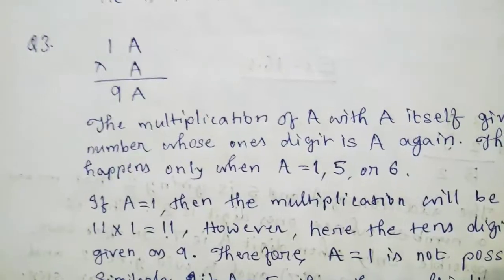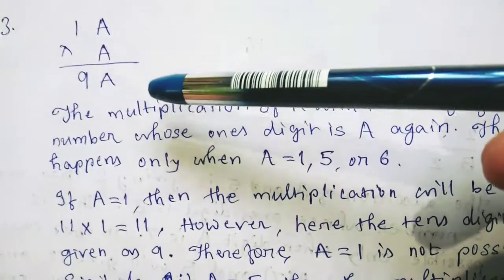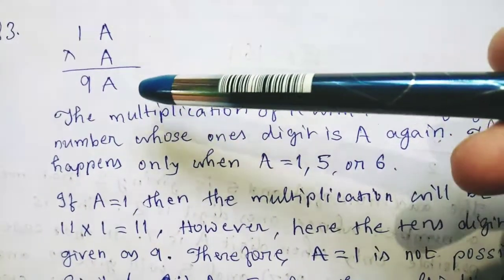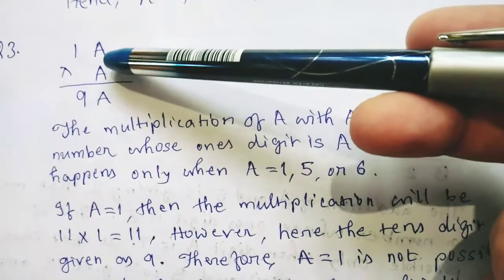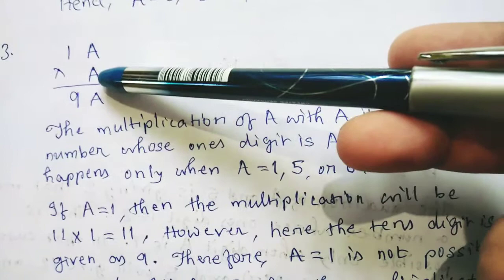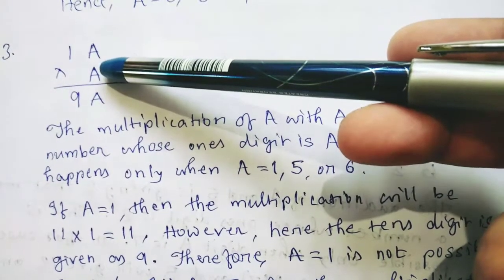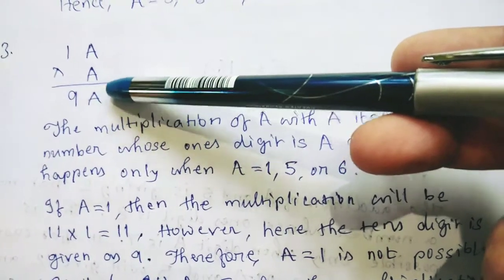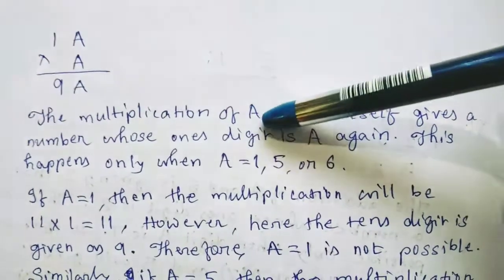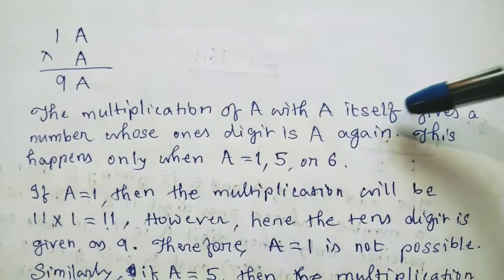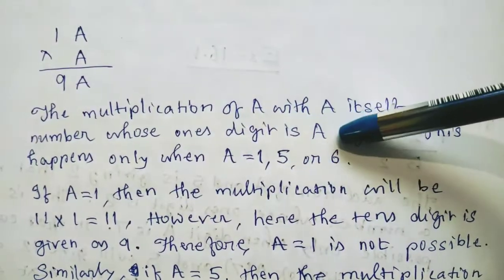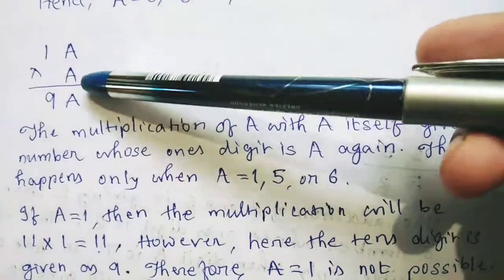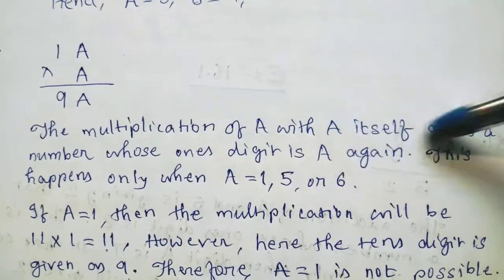Let's see. Question number 3: 1A into A is 9A. So here we are multiplying A into A. When you multiply A with A, it gives a number whose ones digit is A again. The same number should come again.